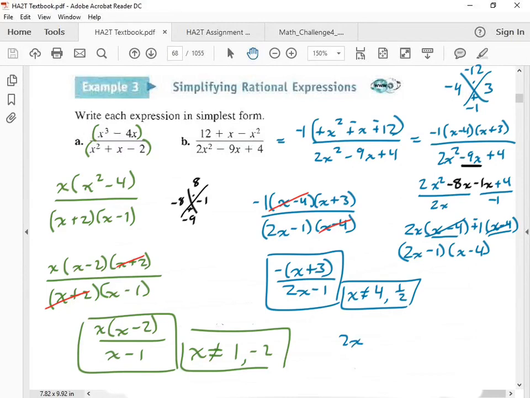If you can't, just take 2x minus 1 and set that equal to 0, add 1 to both sides, then divide both sides by 2. So if I divide that by 2, divide that by 2, you see your 1/2 right there.